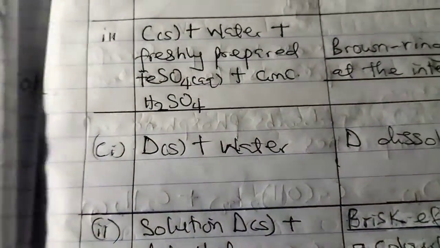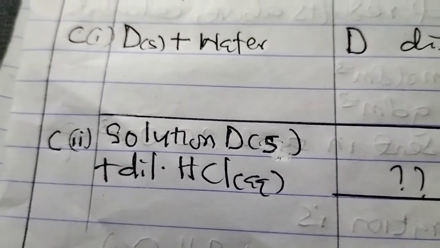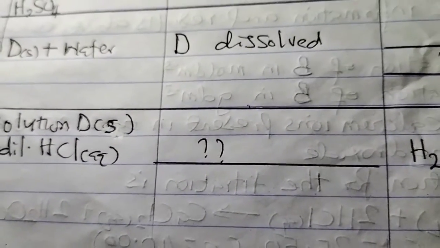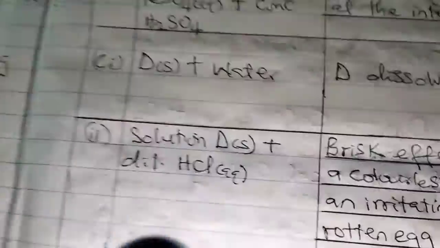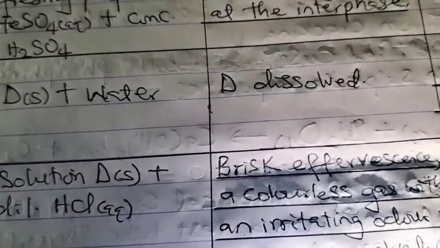We'll now go to the IIC. II says solid D, that S in brackets means solid, plus dilute HCl aqueous. Then the observation, nothing is there. We have to fill in the observation. And then the inference says hydrogen sulfide gas. We'll now go to the solution. You can see it underlined. The solution should be brisk effervescence. Effervescence, spelled E-F-F-E-R-V-E-S-C-E-N-C-E.